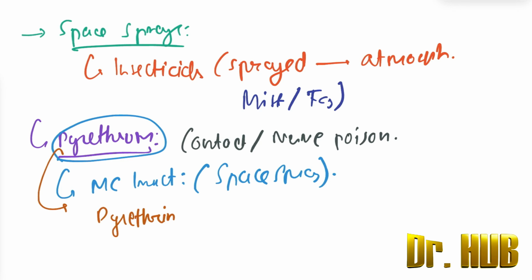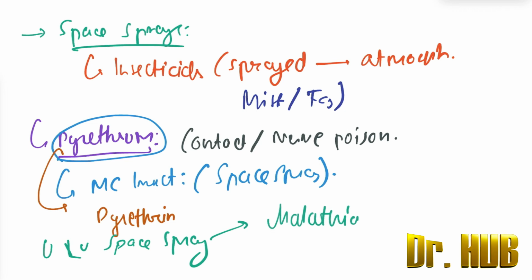Then comes the ultra low volume space spray. What does this include? This is done with malathion as well as fenitrothion.